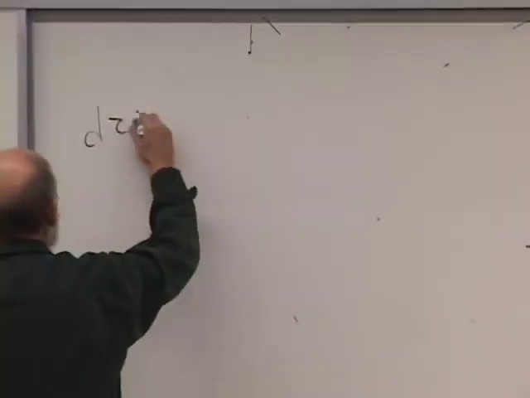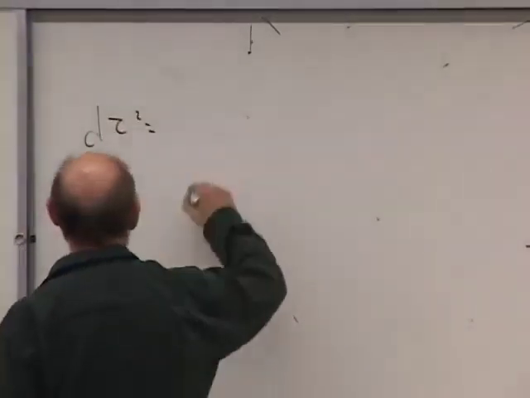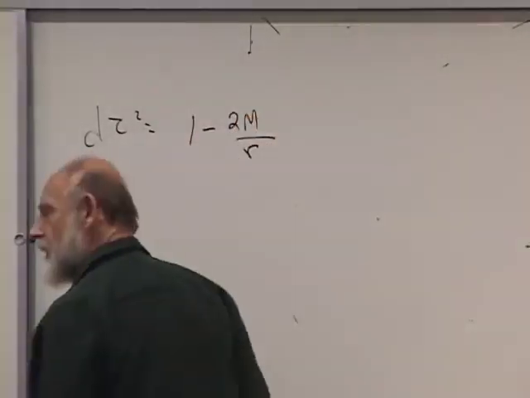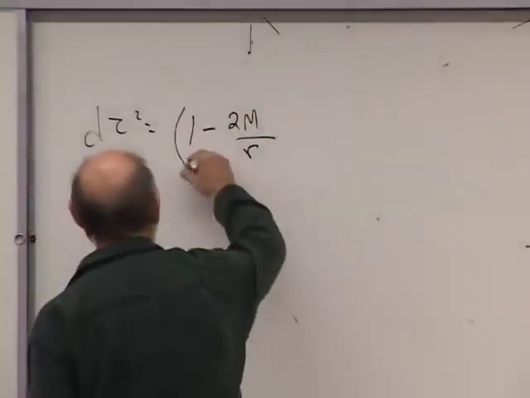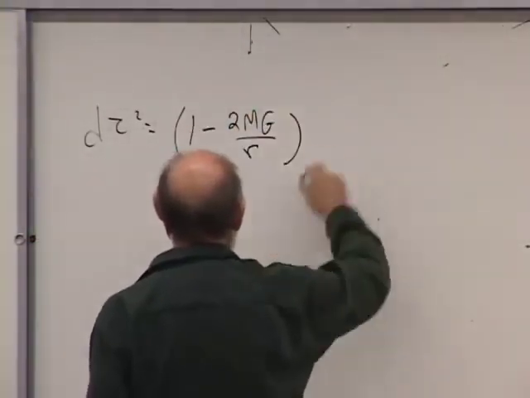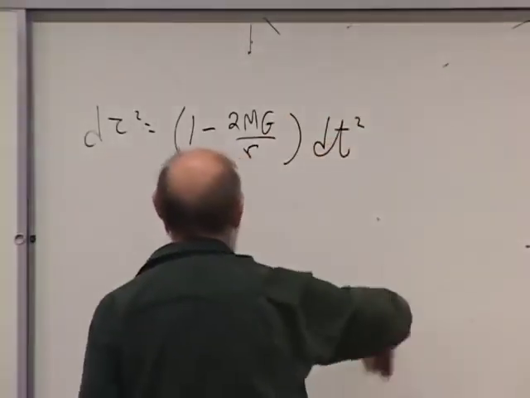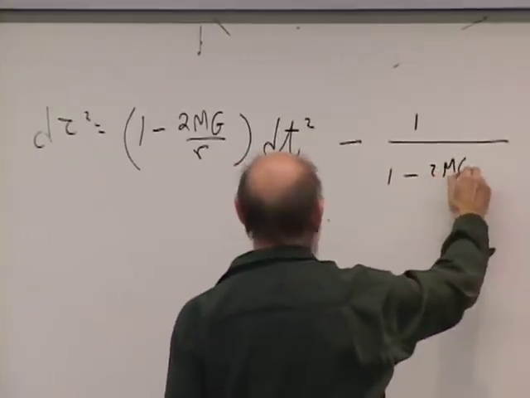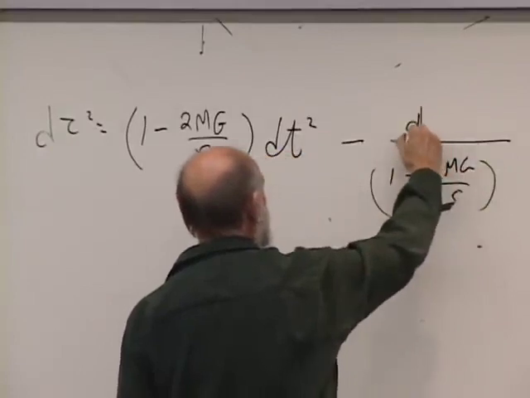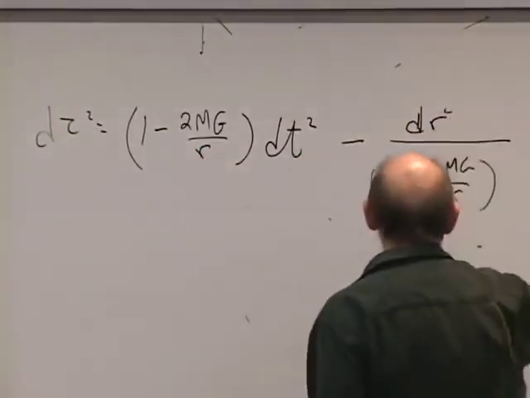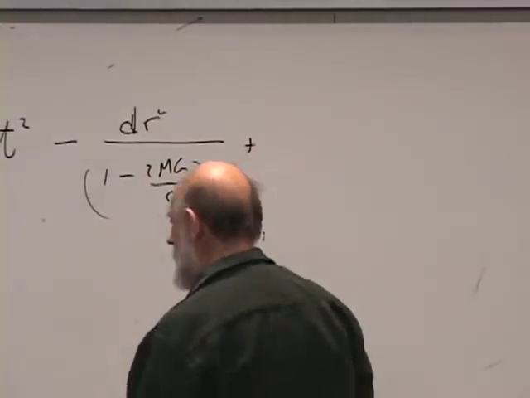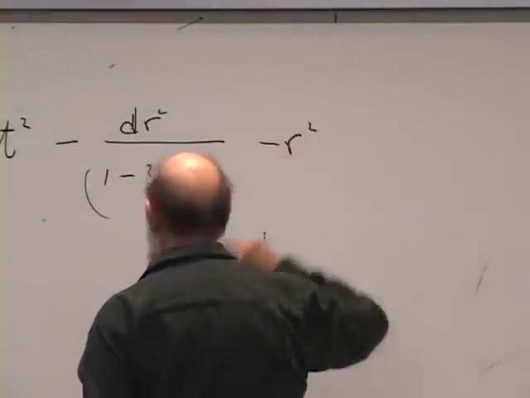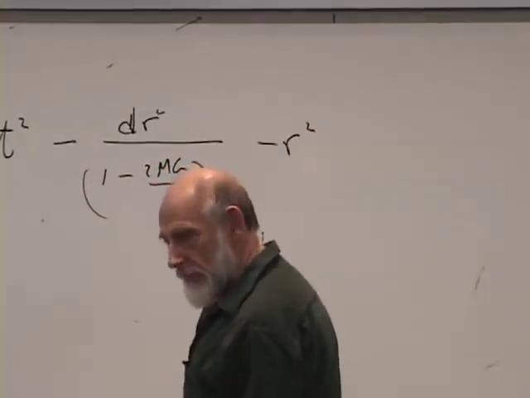Here it is. d tau squared equals 1 minus 2m over r, I'm setting the speed of light as usual equal to 1. G, thank you. dt squared minus 1 divided by 1 minus 2mG over r dr squared, minus r squared times the metric of a two-dimensional unit sphere.